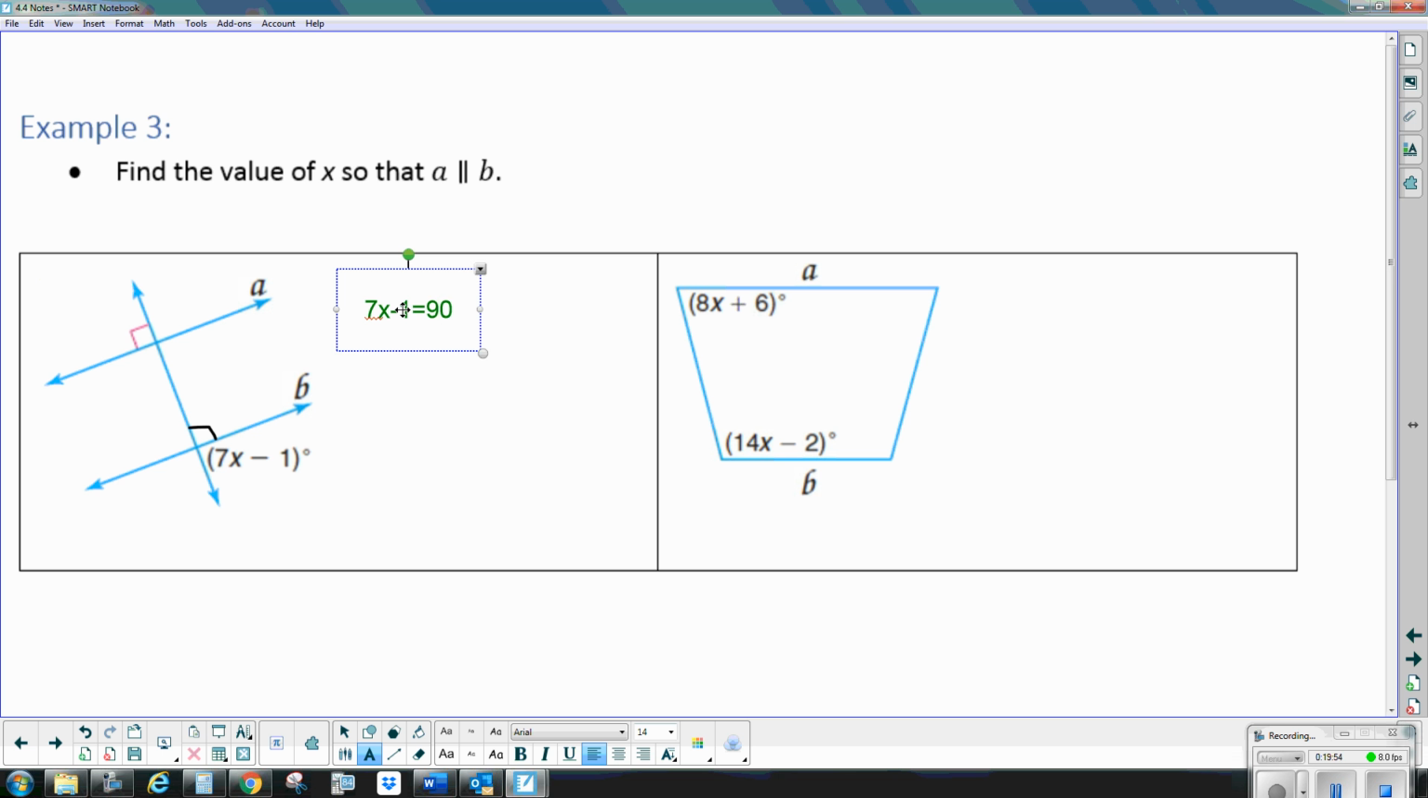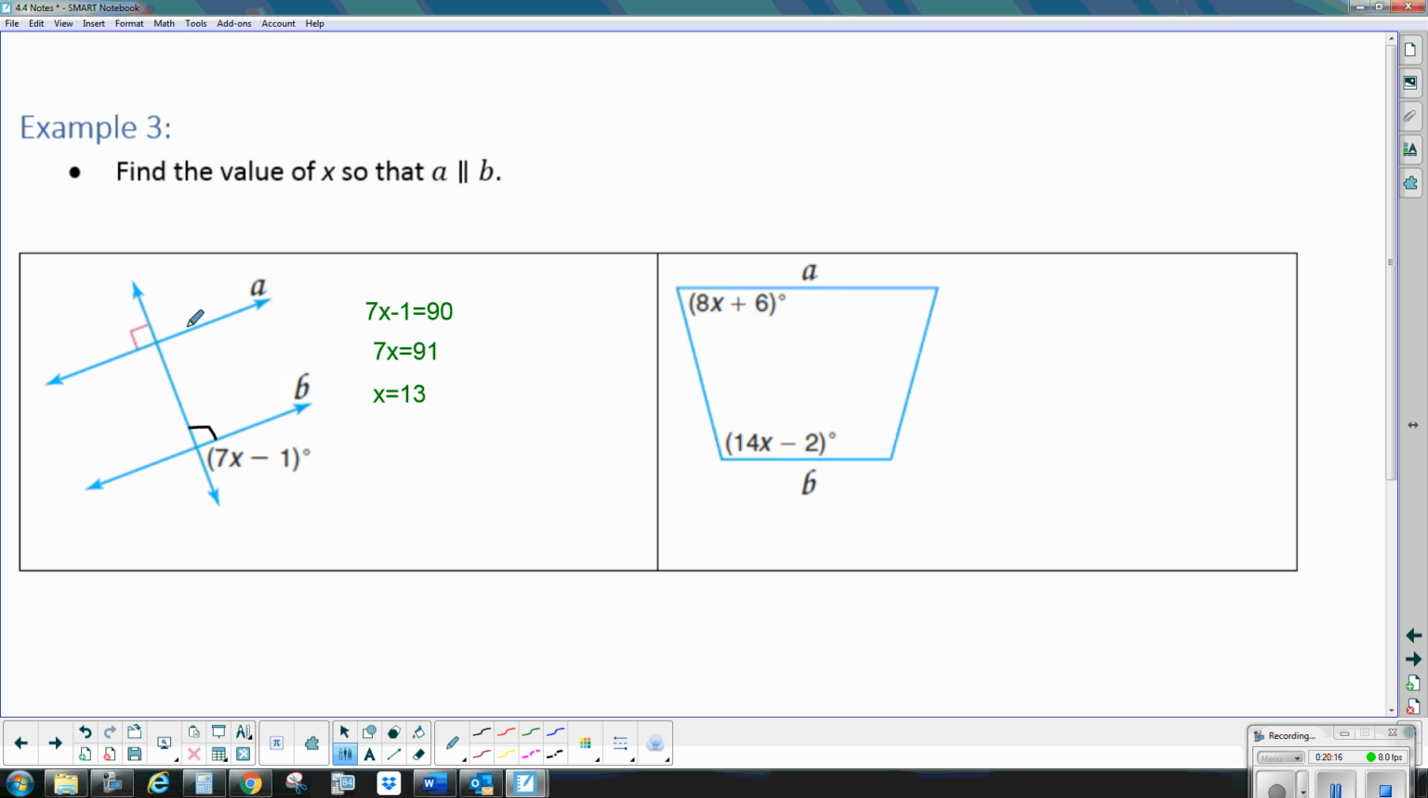So I can set that equal to 90, and then I can just use algebra to solve for my variable. So 7x minus 1 equals 90. Therefore, adding 1 to both sides, I get 7x equals 91. And then I can divide both sides by 7, and 91 divided by 7 is 13. So x is equal to 13.